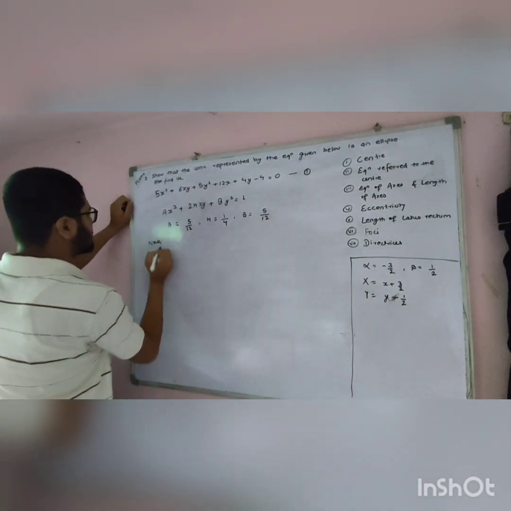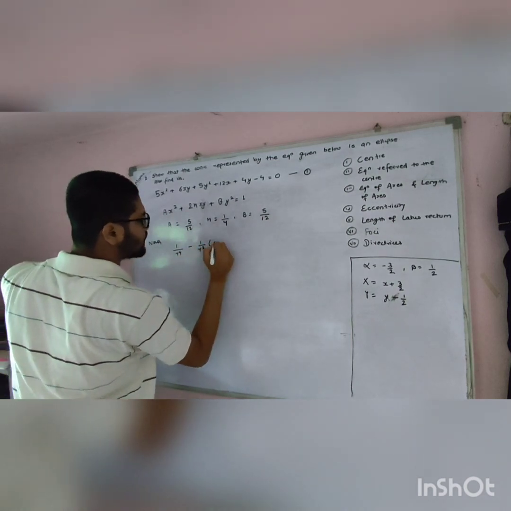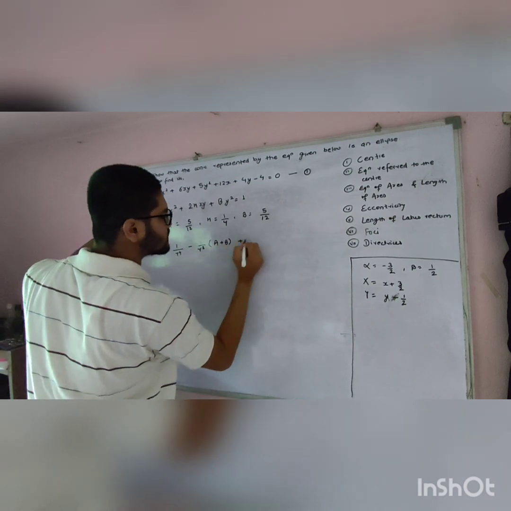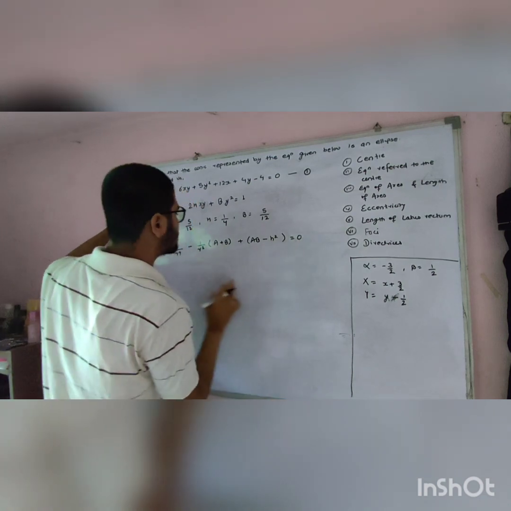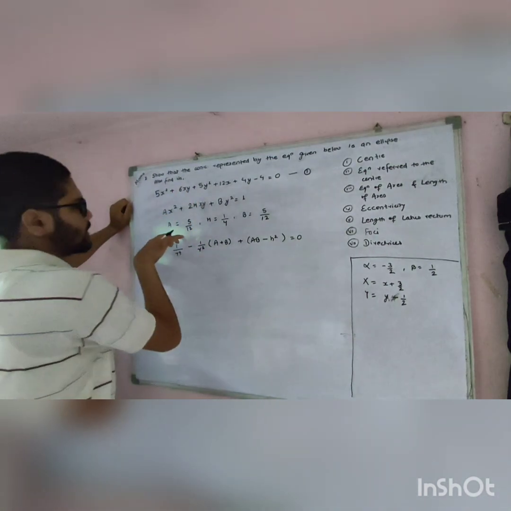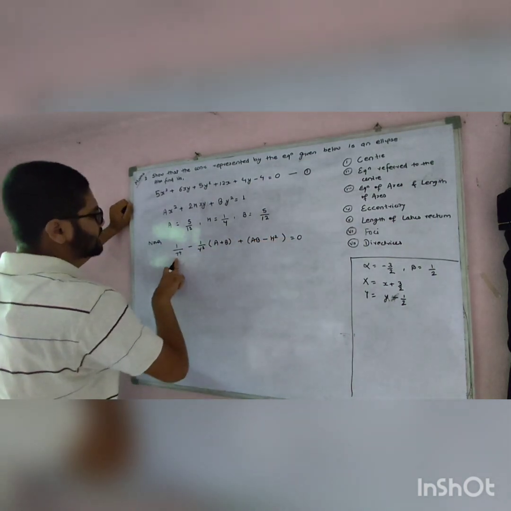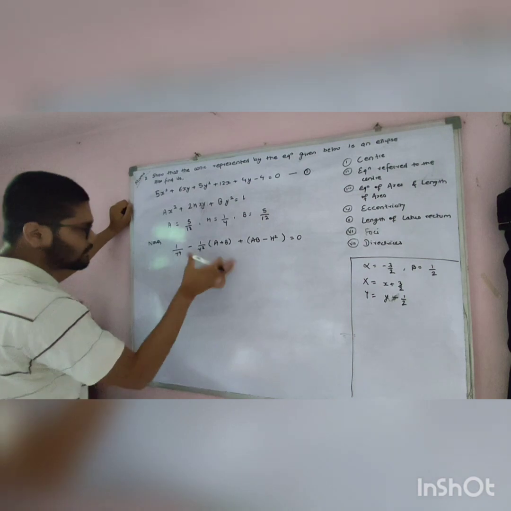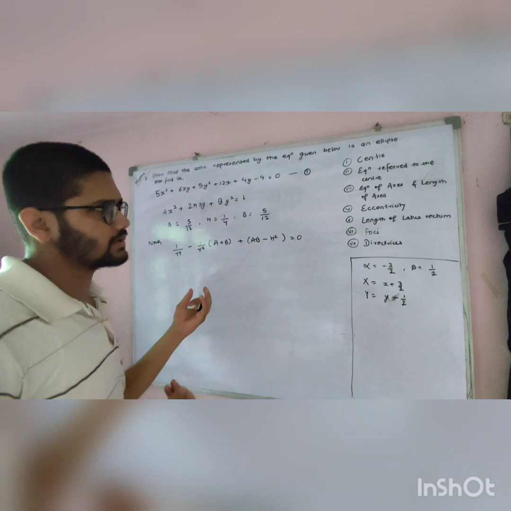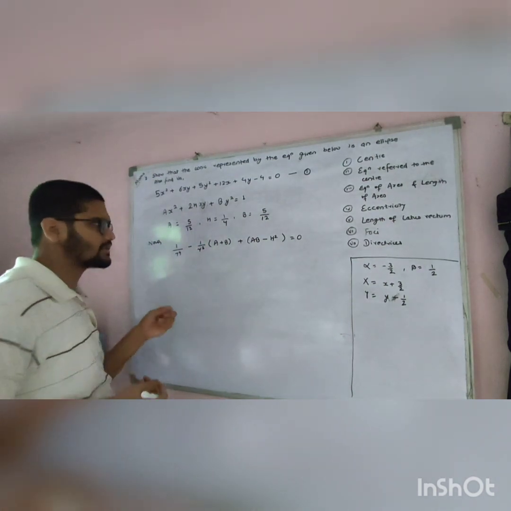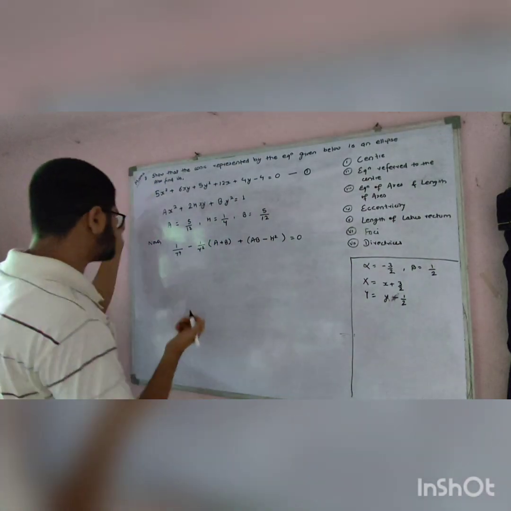Now we have the relation 1 by r to the 4 minus 1 by r square times a plus b plus ab minus h square is equals to 0. Now substituting these values a, b and h here, we can find out the value of r. After solving this equation we'll find out two values of r, one of which will be the length of semi major axis, and another will be the length of semi minor axis.